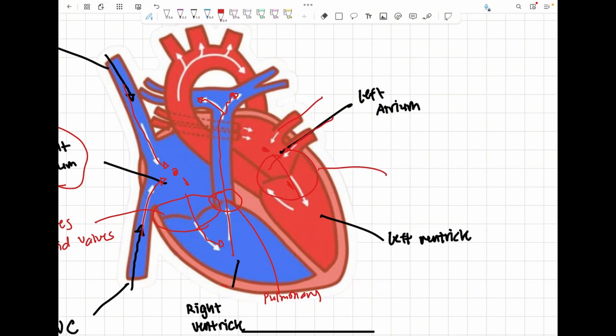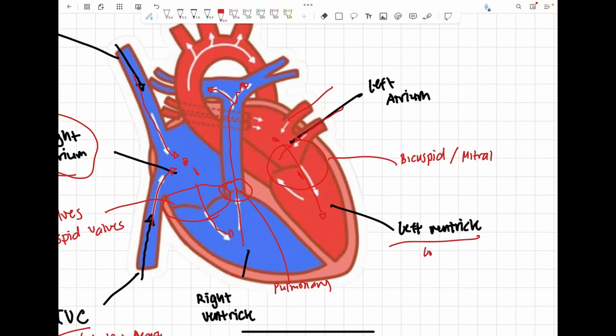What do you call this valve? You're right, that's your bicuspid, or also known as mitral valve. And then goes to your left ventricle, which is your last station before it proceeds to other areas of your body.